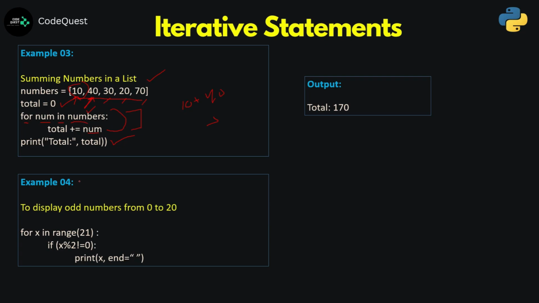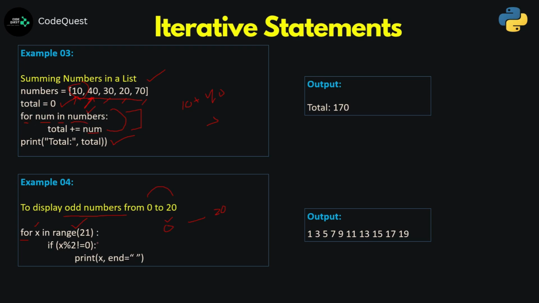So let's see one more example where I want to display all the odd numbers present between 0 and 20. So once again, I am taking the help of range function. Here I am mentioning range of 21, which means it is going to go up to 20, starting from 0. Now, we have taken this for loop where x in range of 21, which means x is going to take up 0, then 1, then 2, like up to 20.